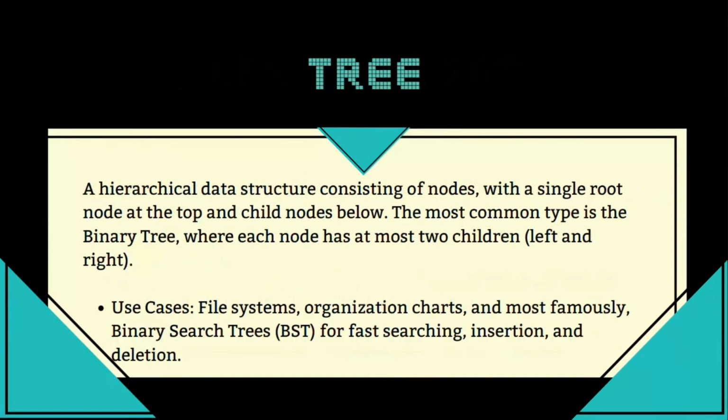Tree. A hierarchical data structure consisting of nodes, with a single root node at the top and child nodes below. The most common type is the binary tree, where each node has at most two children, left and right. Use cases: file systems, organization charts, and most famously BST or binary search trees for fast searching, insertion, and deletion.